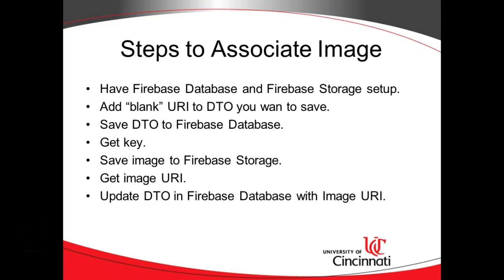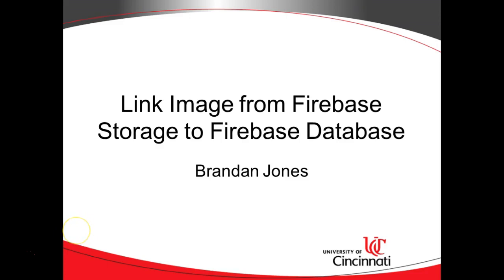So in summary, we have our Firebase database and Firebase storage set up. We added our blank URI to the DTO we want to save. We saved the DTO, we got a key, we saved the image to Firebase storage, we got the image URI, and then we updated the DTO in the Firebase database with the image URI. So that wraps up linking an image from Firebase storage to the Firebase database.